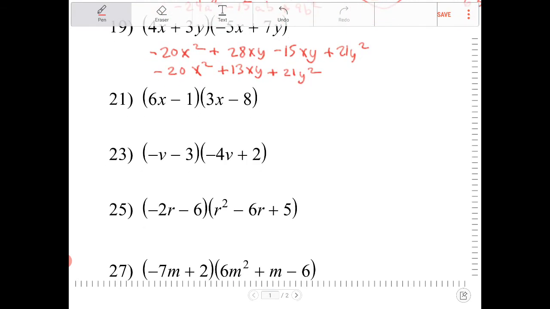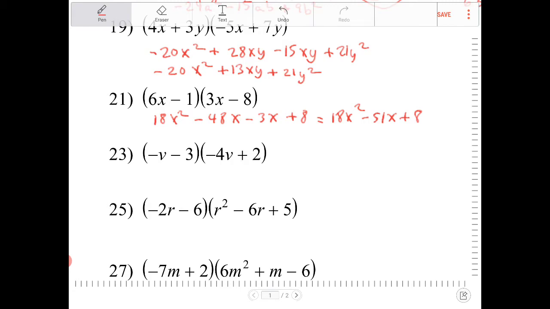It doesn't always have to end up being a trinomial, as you're going to see in a moment. So question 21, I multiply them together. I'm going to FOIL. I get 18x squared minus 48x minus 3x plus 8. So what does this all boil down to? 18x squared minus 51x plus 8.